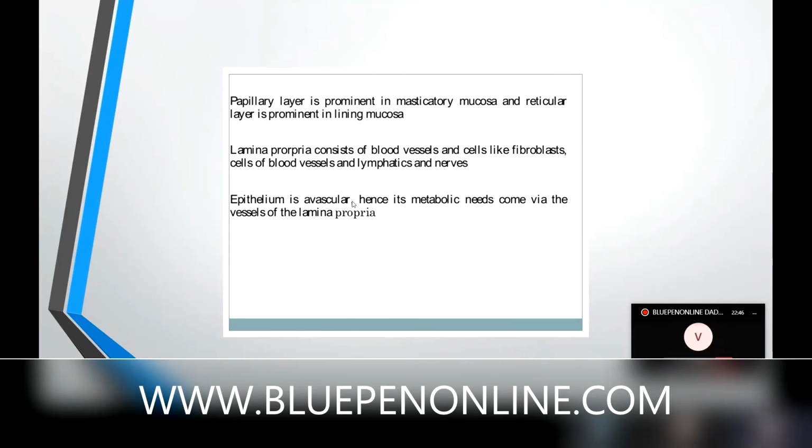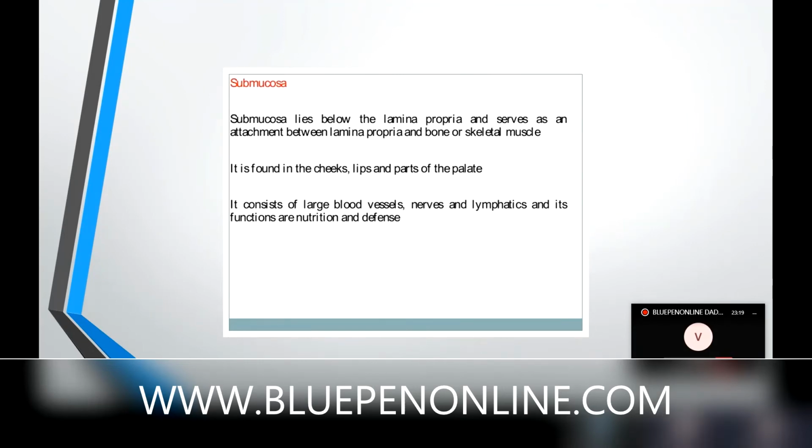Epithelium is avascular, hence its metabolic needs come via the vessels of lamina propria. Any doubt? Clear? Epithelium, the superficial layer, is avascular. There is no blood supply or nerve supply to that. So the lamina propria, which is below it, provides all the nourishment. Coming to submucosa.